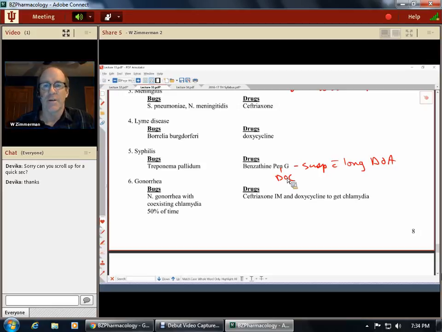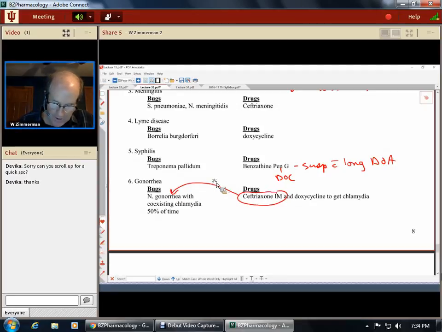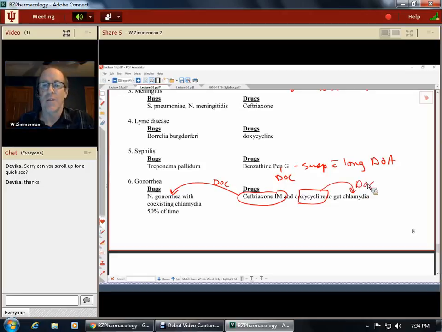For gonorrhea, ceftriaxone is a drug of choice for the Neisseria. But then about half the time you've got coexisting chlamydia, so doxycycline is the drug of choice for chlamydia. There's some that are easier. I mean, doxycycline is twice a day for probably a week, maybe 10 days. But nothing works as well as doxycycline for chlamydia at this point.